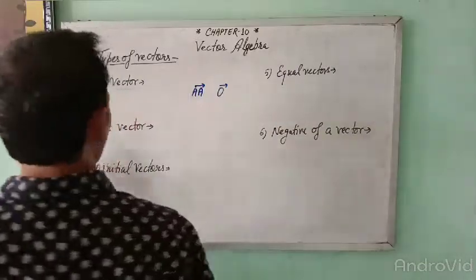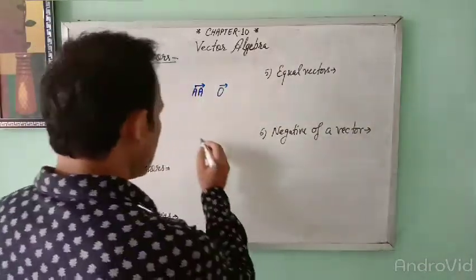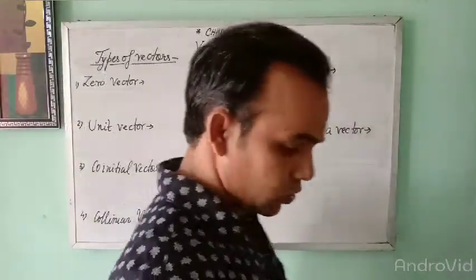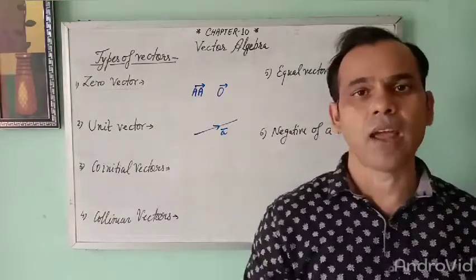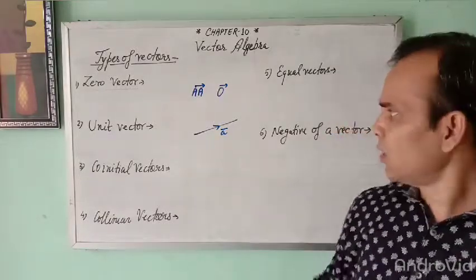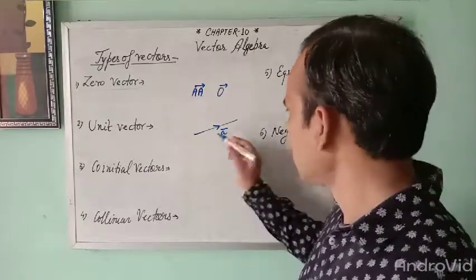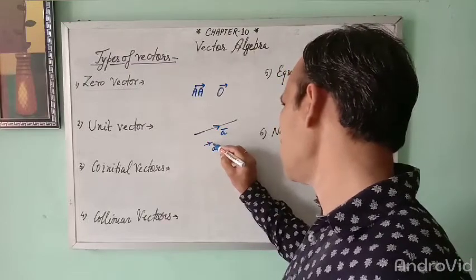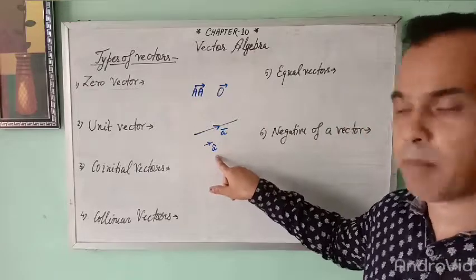Now come to the unit vector. What is a unit vector? Let's consider a vector A, as given here. A unit vector is a vector that has magnitude unity, meaning 1. So if A is the vector in the given direction, then in this direction the unit vector will be a vector whose magnitude is unity, and it will be represented as A cap.